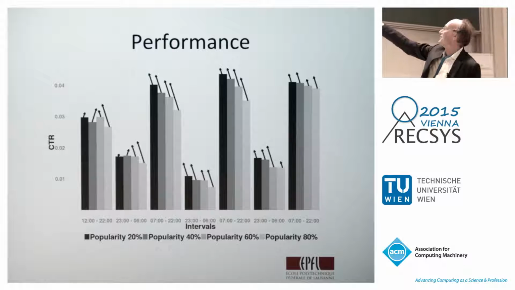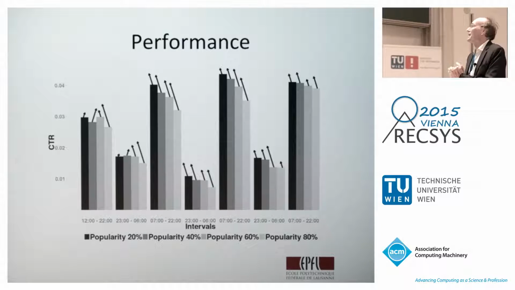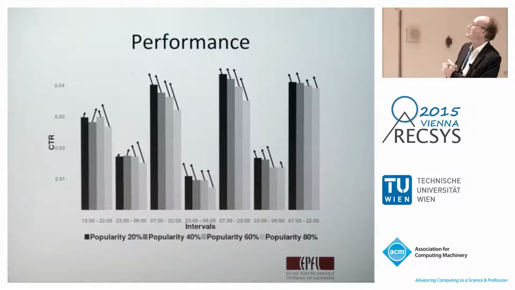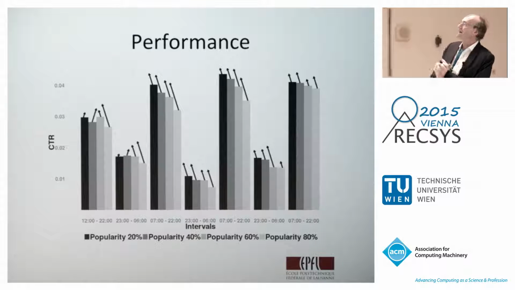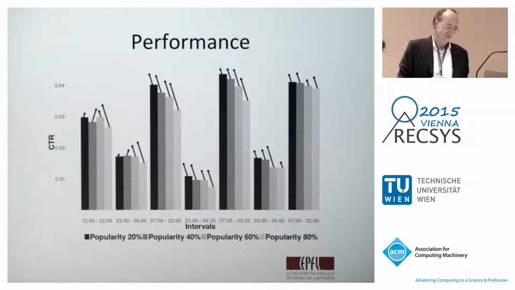We can see on the left here, those two, the optimal popularity is somewhere in the middle, at 60%, and the arrows point in the right direction, whereas during the week, people don't want so much popular items, so the arrows always go in the other direction.